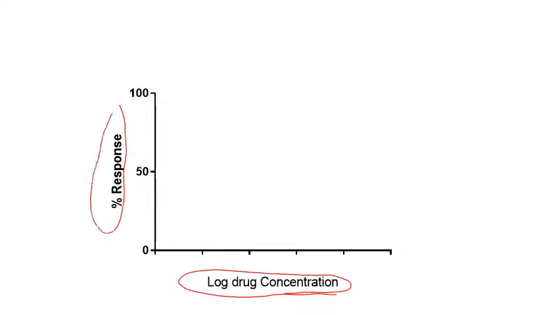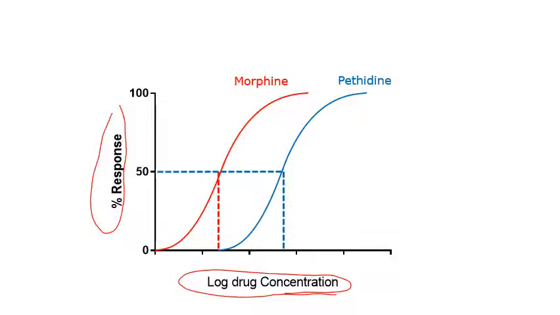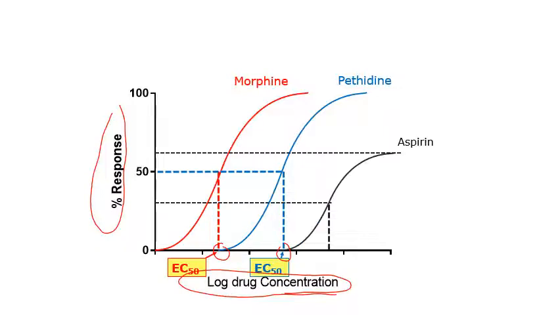Here is a dose response curve, and again the drug concentration is on the x-axis and the response of the drug is on the y-axis. First example is morphine. This is the shape of morphine. The EC50 for morphine is less than the EC50 mediated by pethidine, which means that morphine is more potent than pethidine, while for aspirin, for example, the EC50 of the drug is much higher than the EC50 of morphine and pethidine. Therefore, aspirin is less potent than pethidine and morphine.